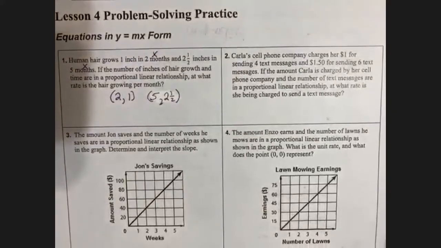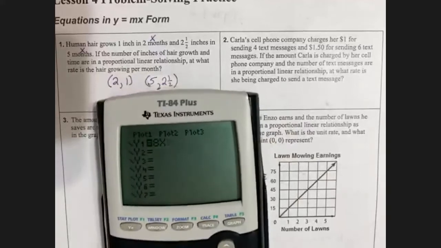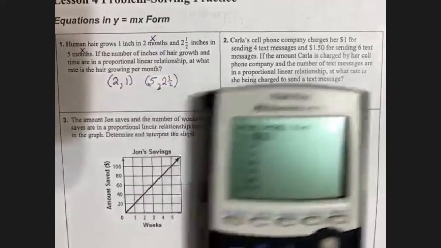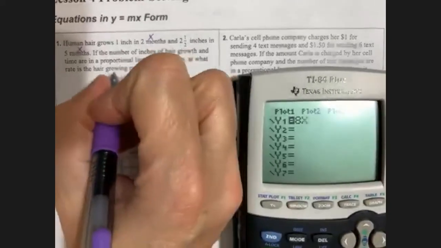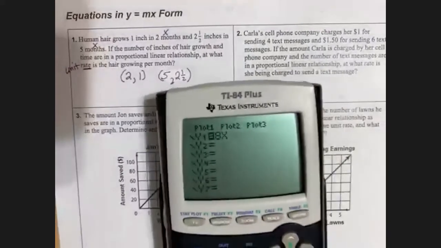So really all you have to do is put this into linear regression in your calculator. And it says at what rate is the hair growing per month? And that's looking for slope. So we want a rate or the unit rate. This is also referred to as unit rate. And so we're going to be looking for that unit rate.